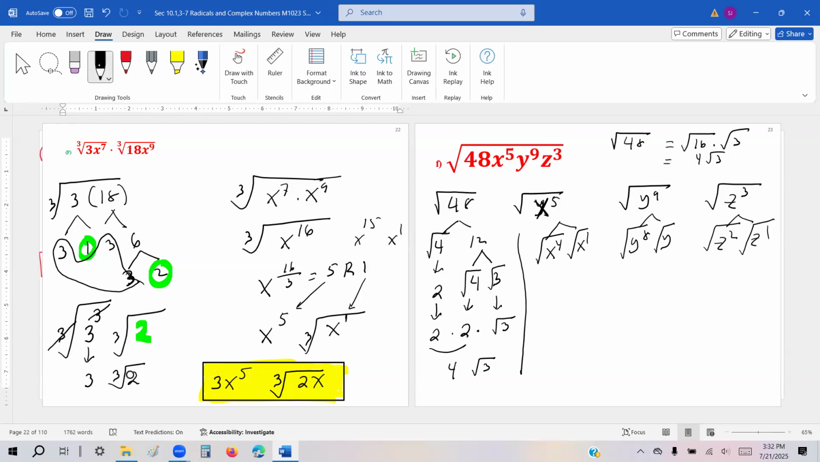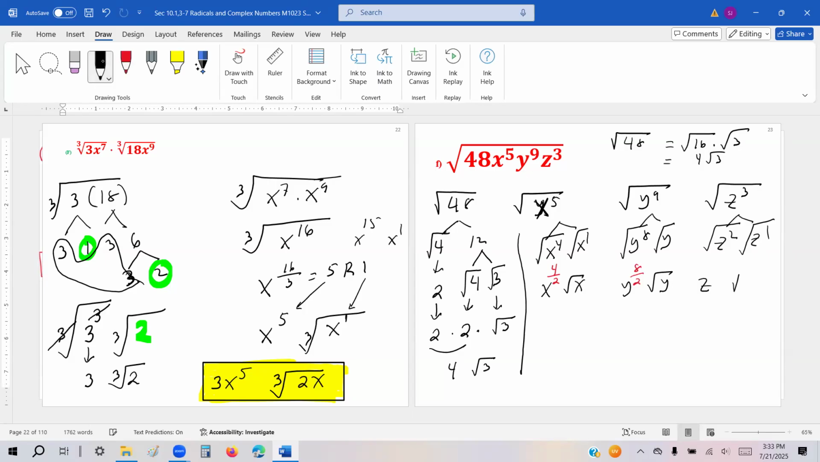Now square root means you're dividing by 2. So this is x squared, square root of x. If you divide by 2, this is y to the 4, square root of y. Or do you want me to show you the division? Let me show you the division, why not? So this is 4 divided by 2. This is 8 divided by 2.